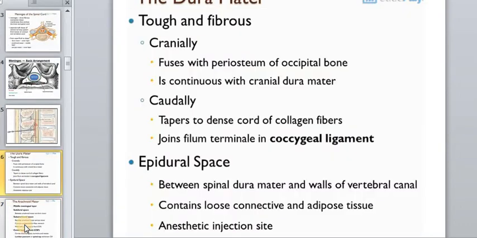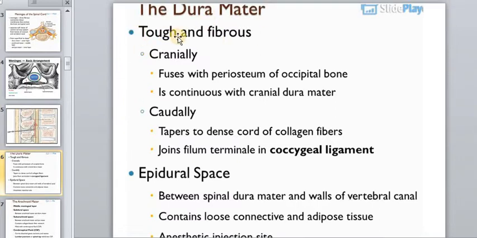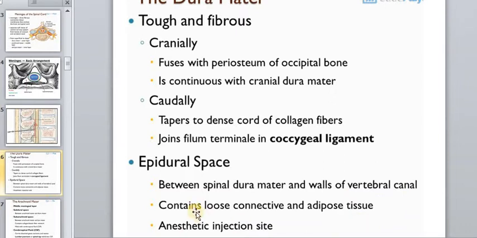Let's move to the next slide, an accurate description of the dura mater. You see this space, the dura mater, and of course it is a fibrous tissue, and cranial and caudal are different. The epidural space is between the spinal dura mater and the walls of the vertebral channel, and contains connective tissue and adipocytes. This is a fat anesthetic injection site.